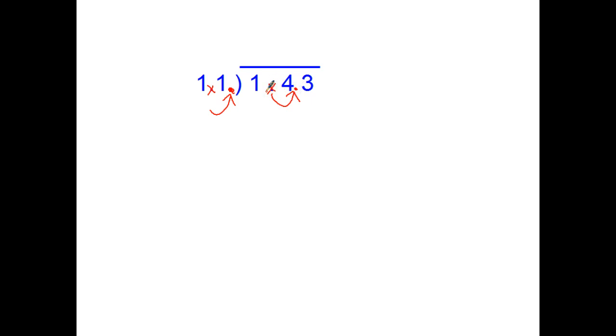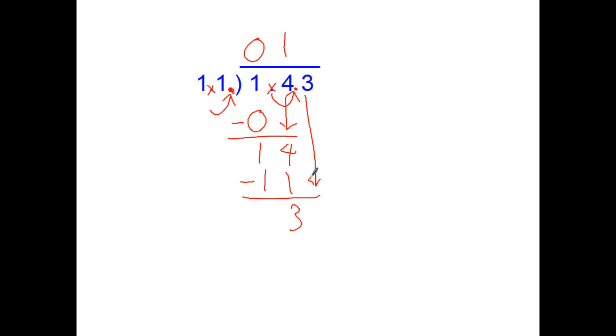So now I'm really at 14.3 divided by 11. How many 11s in 1? 0. 0 times 11, 0. Subtract. Bring down. How many 11s in 14? 1. 1 times 11, 11. 14 minus 11, 3. Bring down my 3. How many 11s in 33? 3 of them. 3 times 11 is 33. And I come out and there's nothing left over.